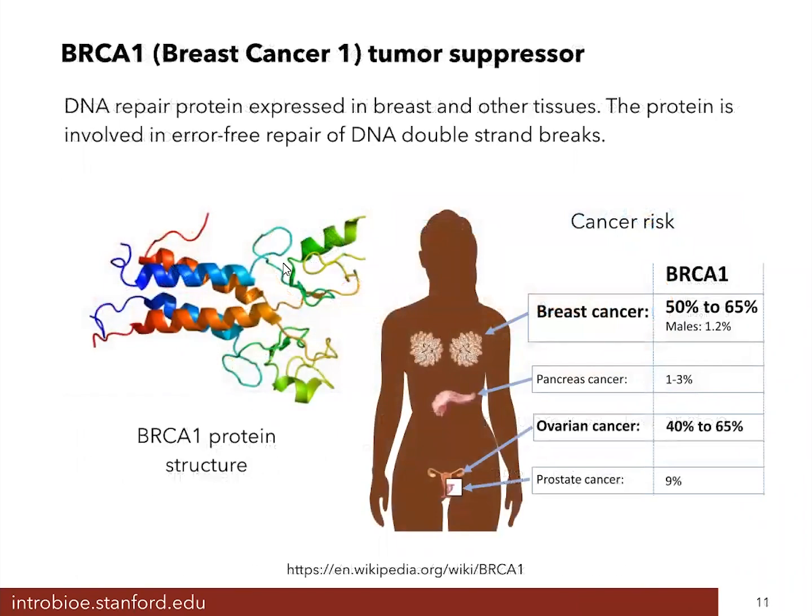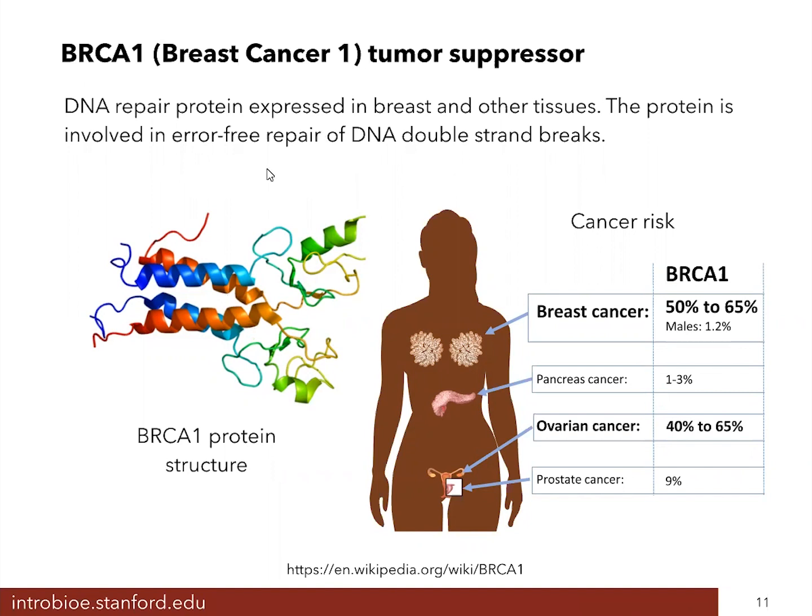Here's an example of a very famous tumor suppressor. So you may or may not have heard of BRCA1. BRCA1 is a DNA repair protein that's expressed in breast and other tissues. The protein structure is shown on the slide right here. So this is a ribbon diagram showing you the alpha helices or DNA binding regions of the protein and some business end of it. The protein is involved in error-free repair of DNA double-strand breaks.